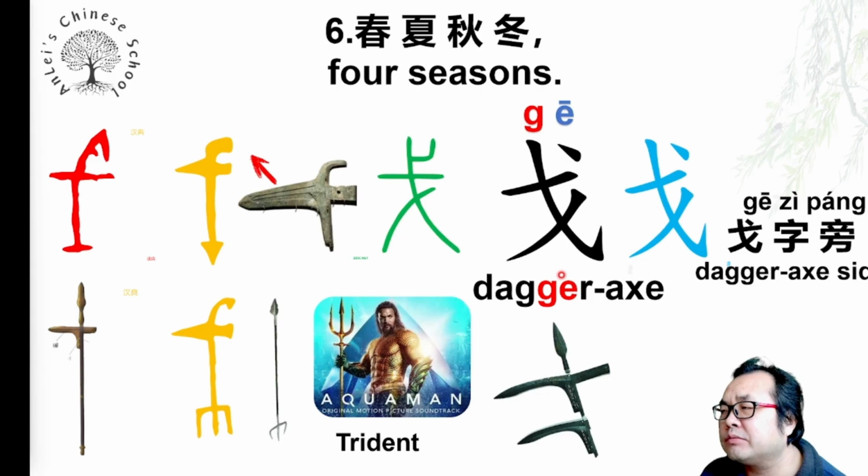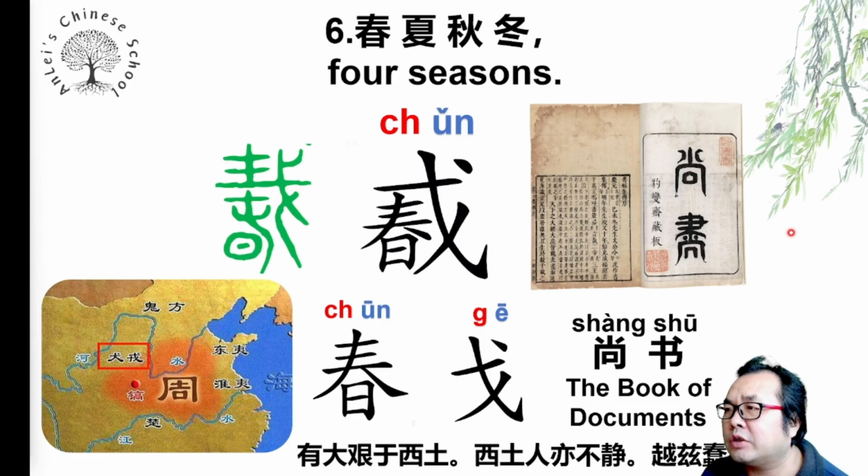戈字旁, the dagger axe side. In ancient China, there's a book called 尚书, the Book of Documents. It recorded 有大艰于西土，西土人亦不静，越兹蠢. It means in the West there's a hardship. On the western frontier of the Zhou Empire, there was a tribe called Quanrong. The people there were not quiet. They were ready to do something. And this chun here means turmoil, riot.